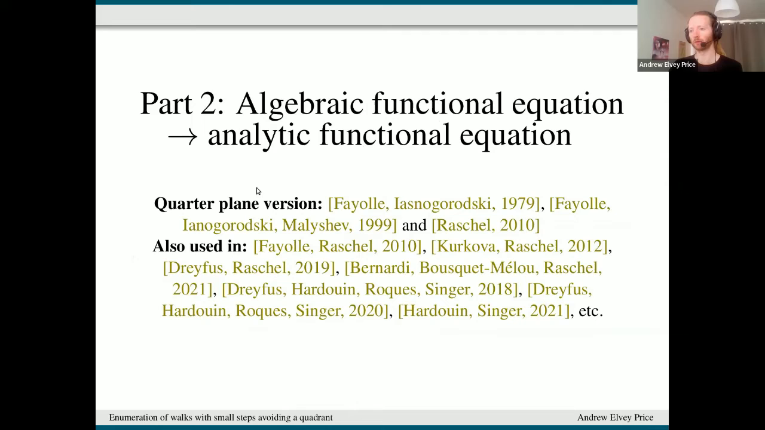So now for part 2, where I'll describe converting this to an analytic functional equation. This was done in the quarter plane by Kilian Raschel based on methods used in a more probabilistic setting by Fayolle, Iasnogorodski, and Malyshev. And so the results of this section in the quarter plane have been used in all of these articles to derive different results. Similarly, this result in the 3/4 plane can be used to derive similar results for the 3/4 plane.